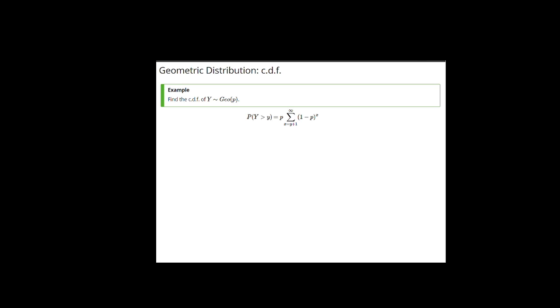Again, like the last, that's a geometric series. And the sum is the first term in the series, which is (1 minus p) to the y plus 1, divided by 1 minus the common ratio, 1 minus p. And that simplifies to (1 minus p) to the power y plus 1. But we weren't asked for the probability capital Y is bigger than little y.